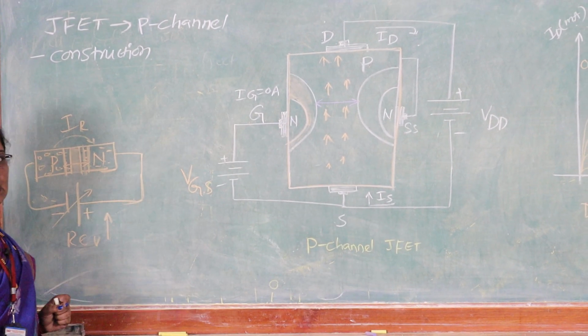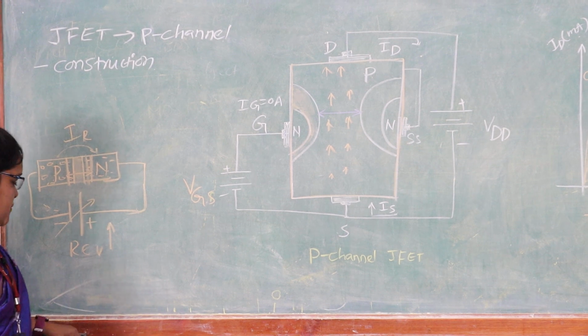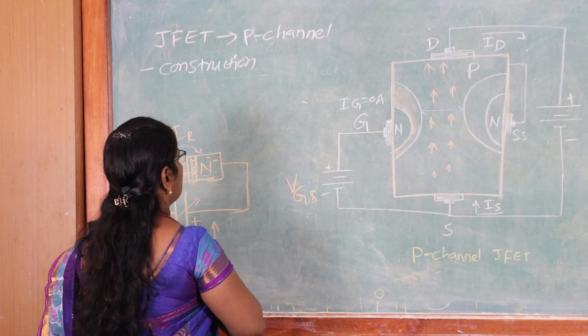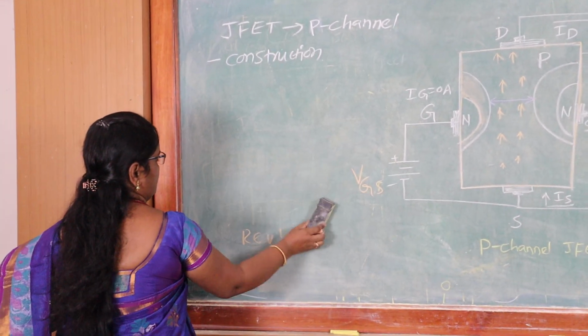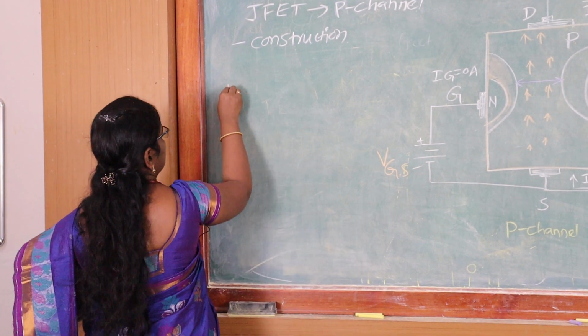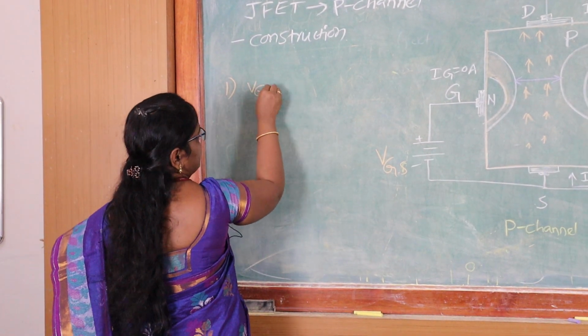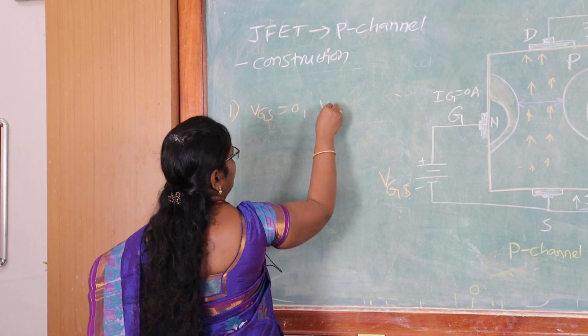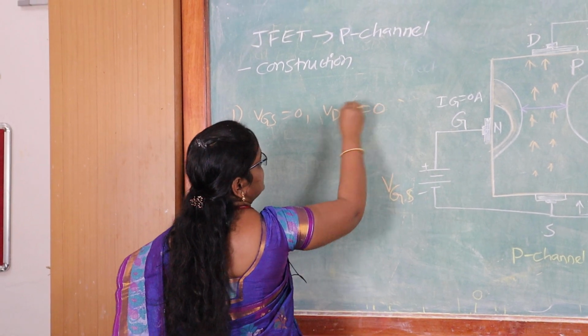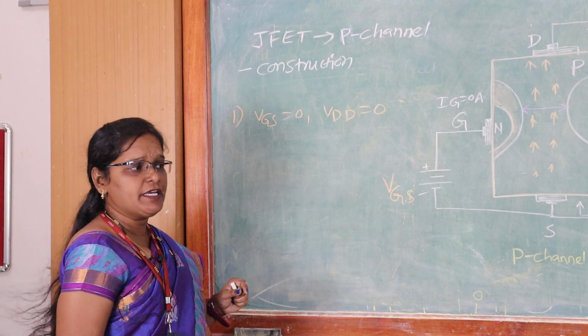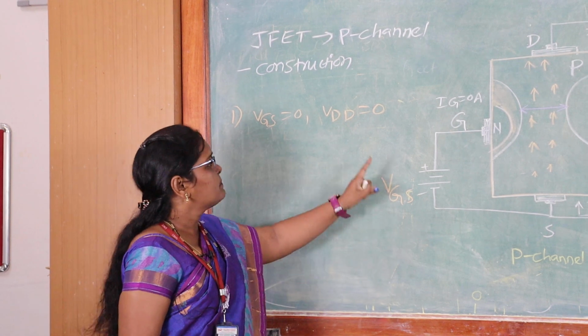So we will be discussing the working operation in three conditions. One is case 1, when VGS is equal to 0 and VDD is also 0. That means we are not applying any potential between VGS and VDD.